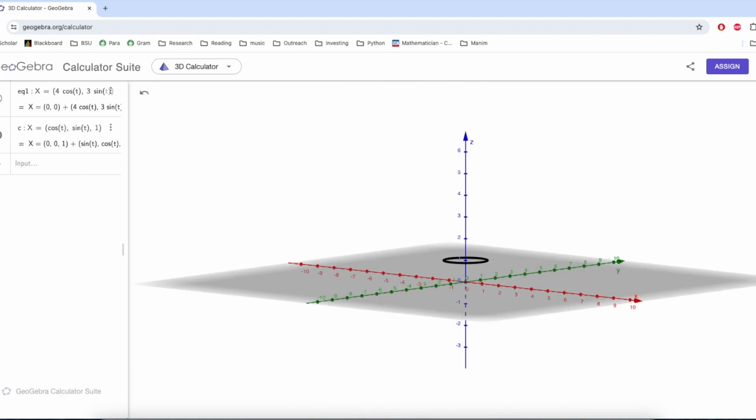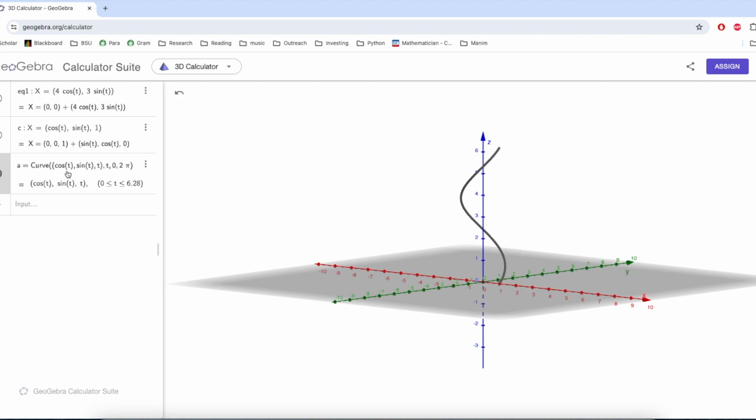Now for a helix, the formula is going to be cosine of t comma sine of t comma t. As you can see, this is the curve of cosine of t, sine of t, and t for t going between 0 and 2 pi. It's also shown in here, t between 0 and 6.28, which is 2 pi. Now I want to adjust the value of t starting from negative 2 pi to 2 pi. So I'm going to click on that.